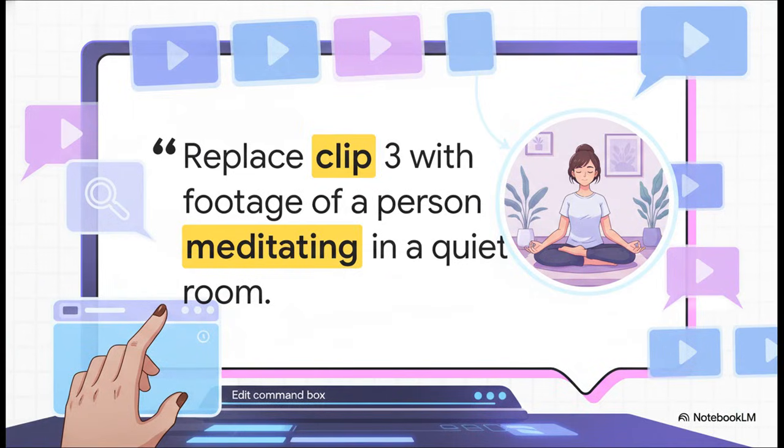Now, what's really interesting about this feature is how you interact with it. Instead of navigating some complex, multi-track timeline just to swap out a video clip, you interact with the software using everyday, natural language. In the edit command box, you literally just type, "Replace clip 3 with footage of a person meditating in a quiet room." The AI completely understands your request, scrubs through its millions of assets to find the right footage, and swaps it out perfectly in sync with the existing audio.